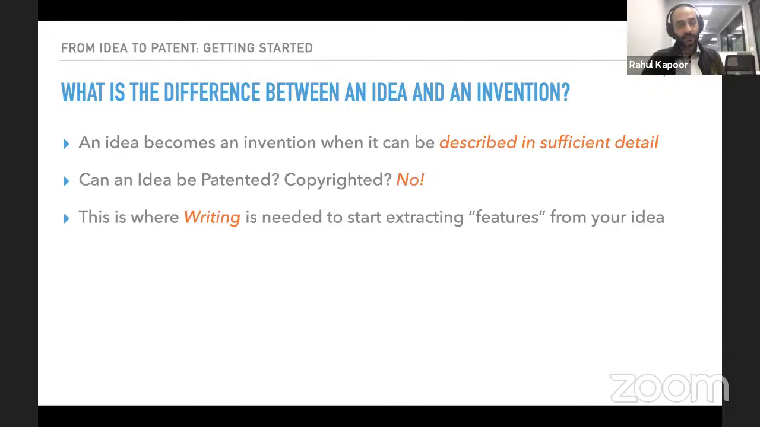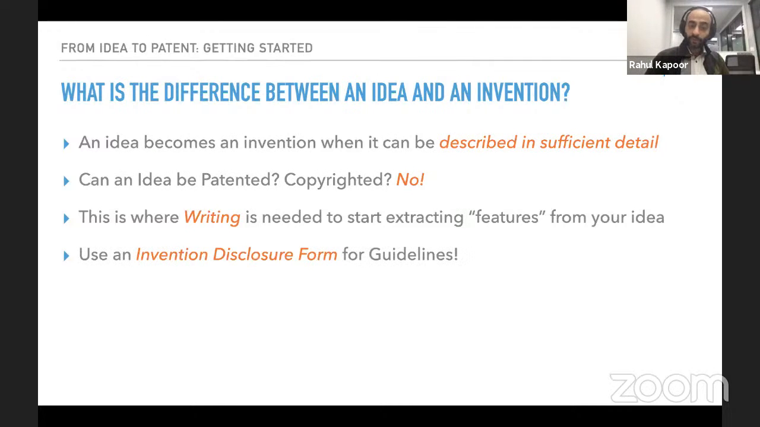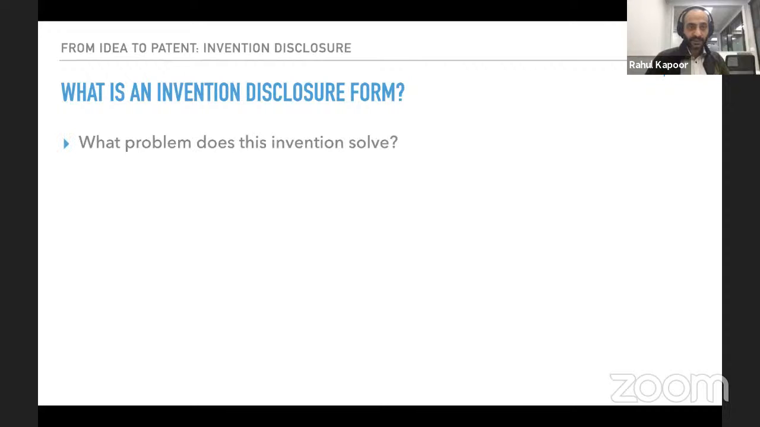Only when you write will you be able to extract ideas. This is how the invention works. This is what the external environment looks like. These are all the different parts of the invention, and this is how they interact with each other. When you start writing all these things, you are becoming more of an invention. Use an invention disclosure form for guidelines. The invention disclosure form is actually where innovation is happening.